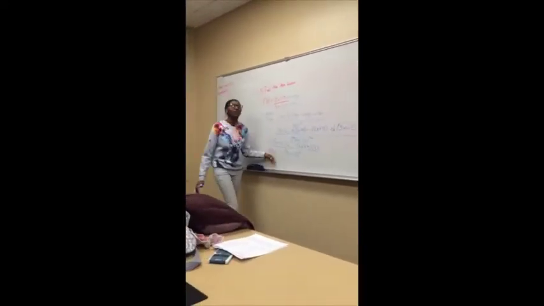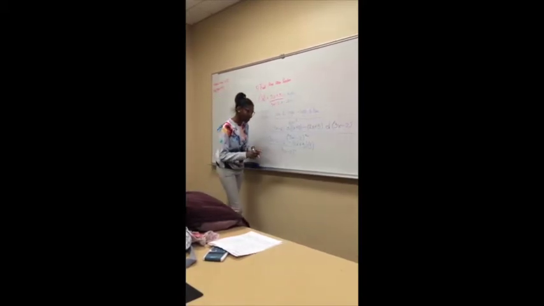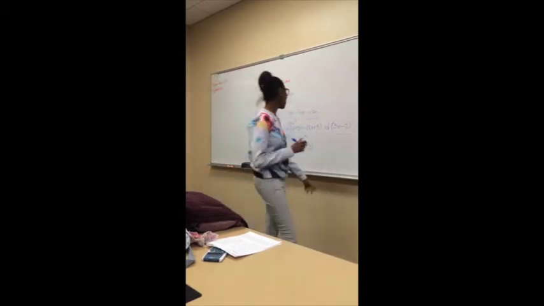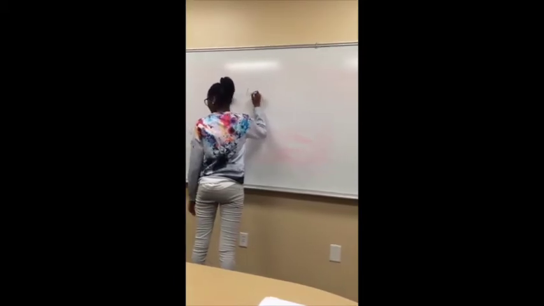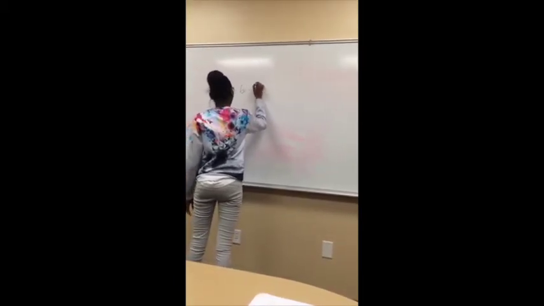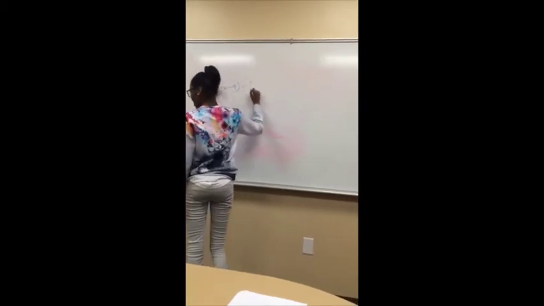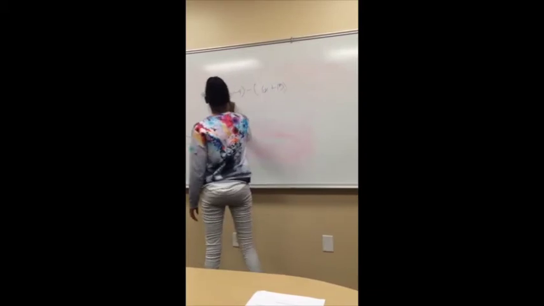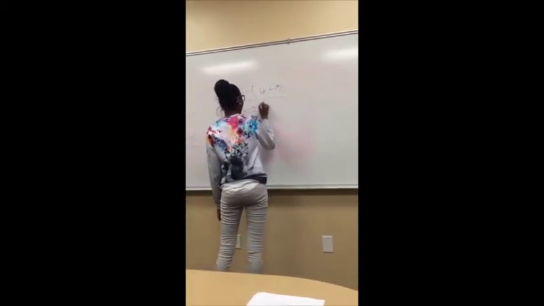Right now we're at 3x minus 2 times 2 minus 2x plus 5 times 3 all over 3x minus 2 squared. So when you multiply that, you're going to get 6x minus 4, and you can put this in parentheses, minus 6x plus 15, all over 3x minus 2 squared.